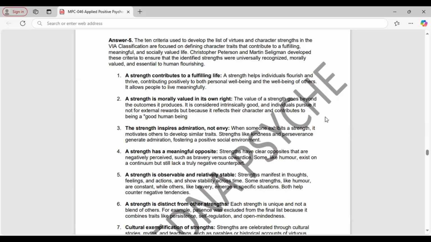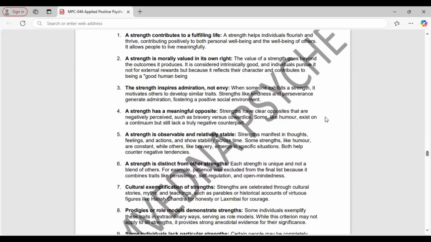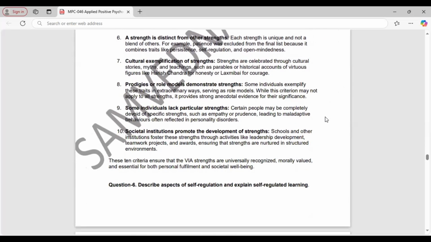A strength has a meaningful opposite. Each strength has a clear opposite, such as bravery versus cowardice, highlighting their significance. A strength is observable and relatively stable. Strengths are reflected in thoughts and actions and show stability over time, with some, like bravery, appearing in specific contexts. A strength is distinct from other strengths. Each strength is unique, not a blend of others, as exemplified by the exclusion of patience from the final list.